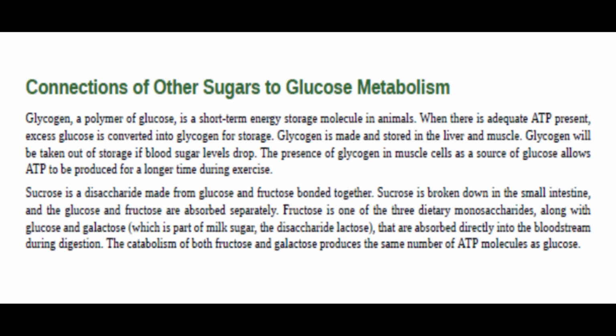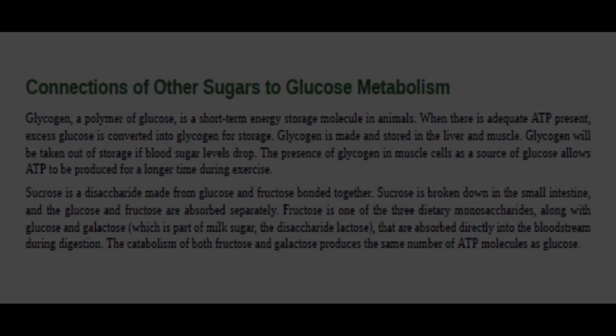Sucrose is a disaccharide made from glucose and fructose bonded together. Sucrose is broken down in the small intestine, and the glucose and fructose are absorbed separately. Fructose is one of the 3 dietary monosaccharides along with glucose and galactose, which is part of milk sugar, the disaccharide lactose, that are absorbed directly into the bloodstream during digestion. The catabolism of both fructose and galactose produces the same number of ATP molecules as glucose.